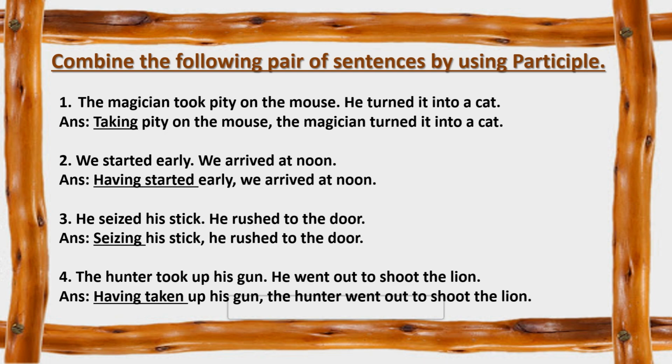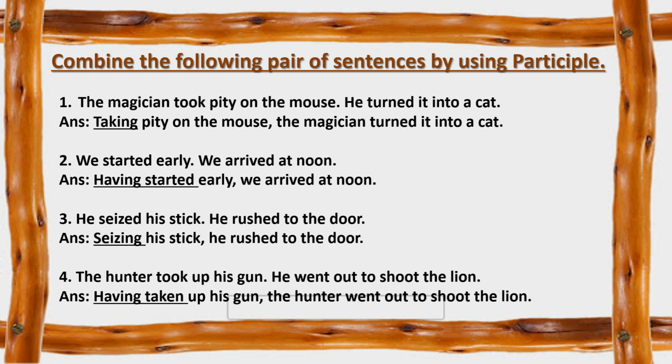Now question number 2. We started early, we arrived at noon. Here, we started early first and then we arrived, right? So the action of starting happened first and the second action, which is arriving, happened next. So the answer is: having started early, we arrived at noon. Here, the perfect participle is used. Having started is a perfect participle.